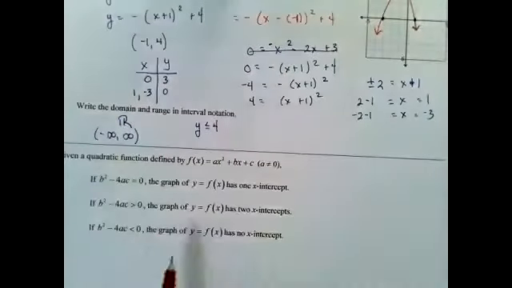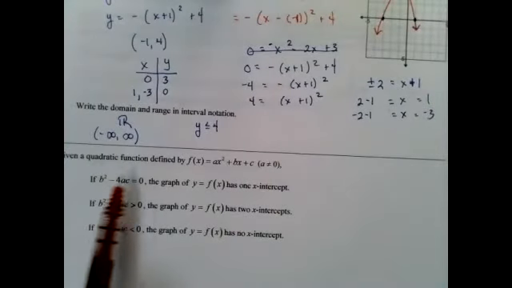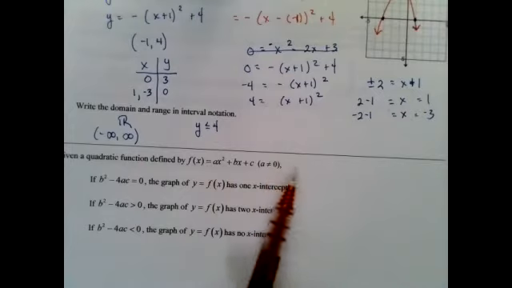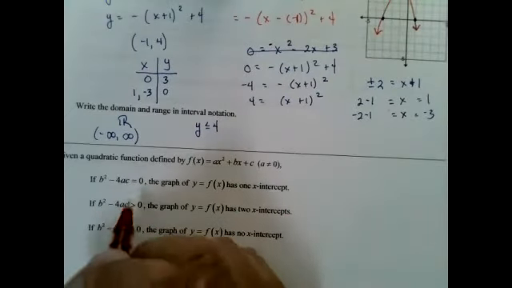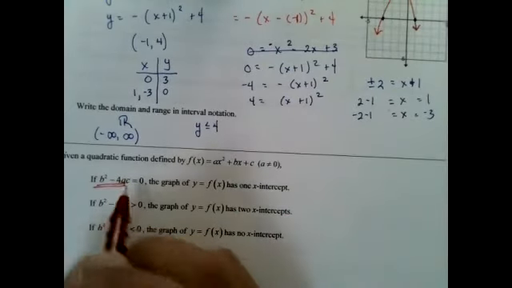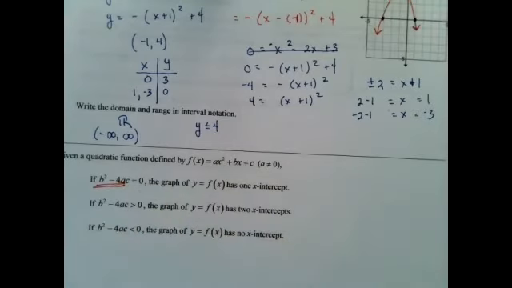Look at this. Given a quadratic function defined by f of x equals ax squared plus bx plus c, if b squared minus 4ac, again, we call that the discriminant because that's inside that square root. If it's 0, it has 1 x-intercept. Greater than 0, 2. Less than 0, none. I didn't know there was so much going on with this parabola kind of thing.